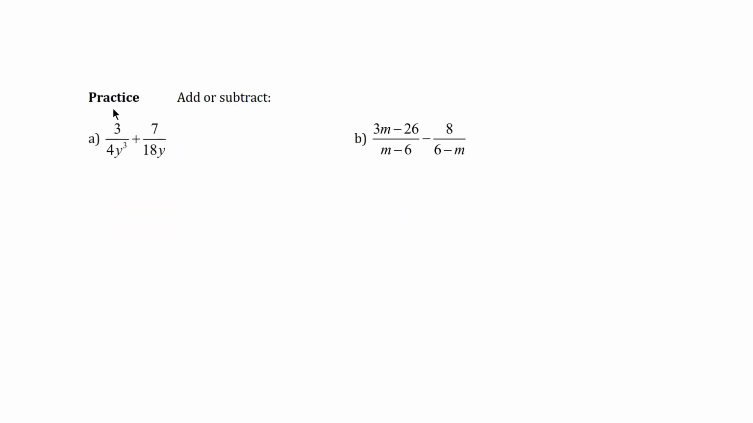Next, we have a practice problem. Add or subtract. For part A, we have 3 divided by 4y cubed plus 7 divided by 18y. For part B, we have 3m minus 26 divided by m minus 6 minus 8 divided by 6 minus m. Alright, so go ahead and pause the video, try out this problem, and then check back with the video to see the solutions.